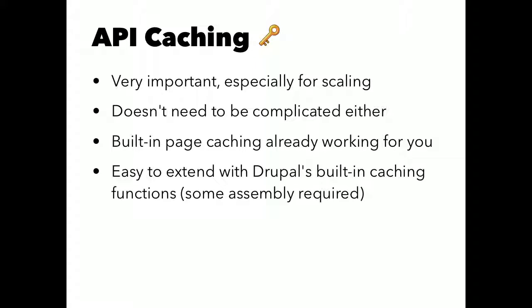API caching, to cover the other gentleman's question, is really important, especially when you want to scale this website or scale your applications. The good news is it doesn't have to be super complicated either. Drupal's built-in page caching already does a lot of work for you. It'll cache your API. And also, it's easy to extend and build redundant layers of caching with Drupal's built-in caching functions.